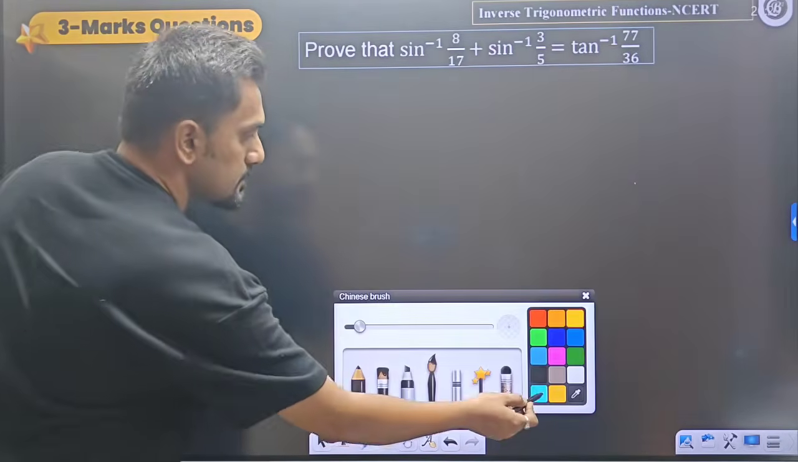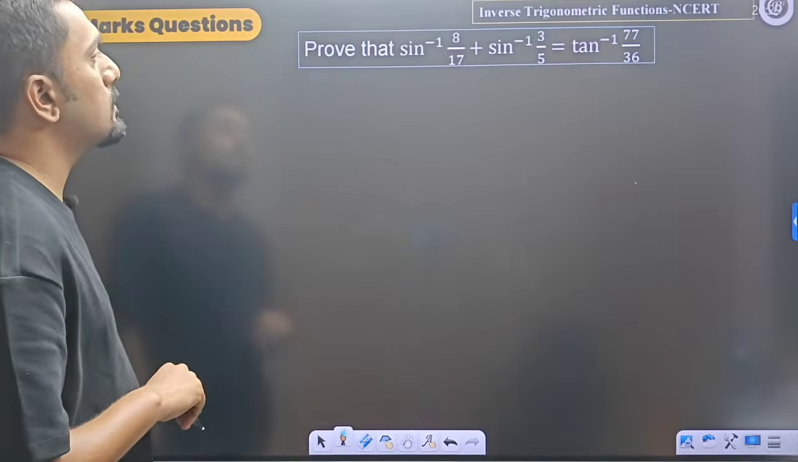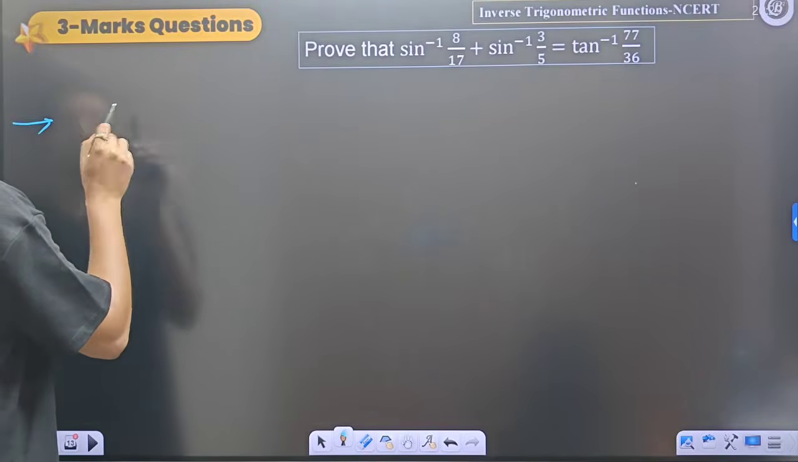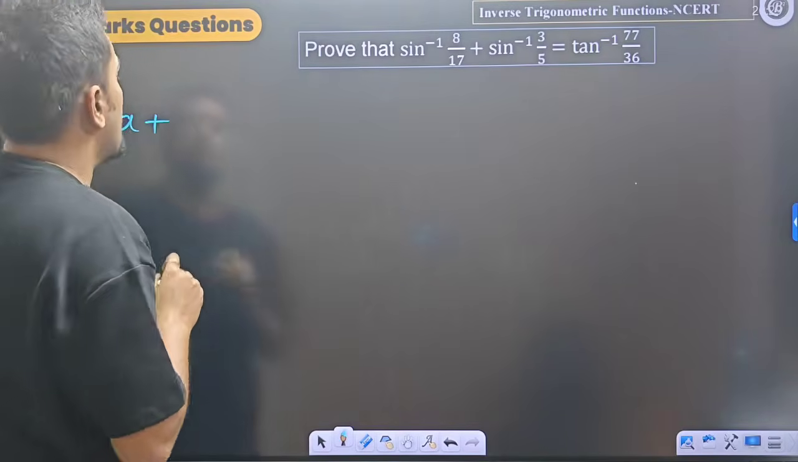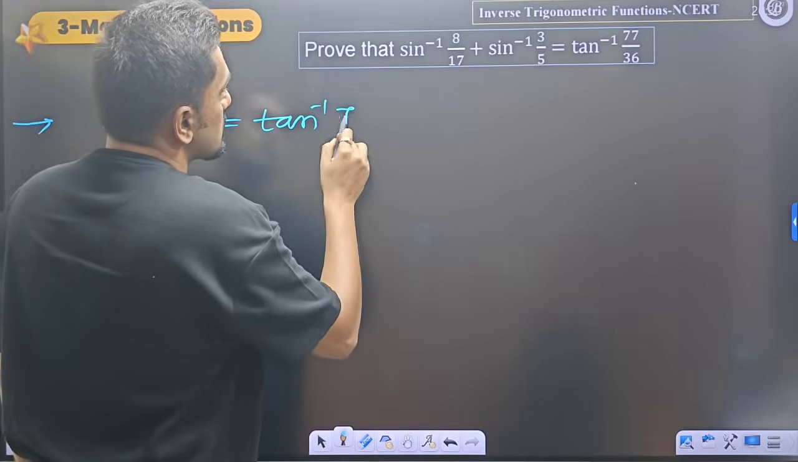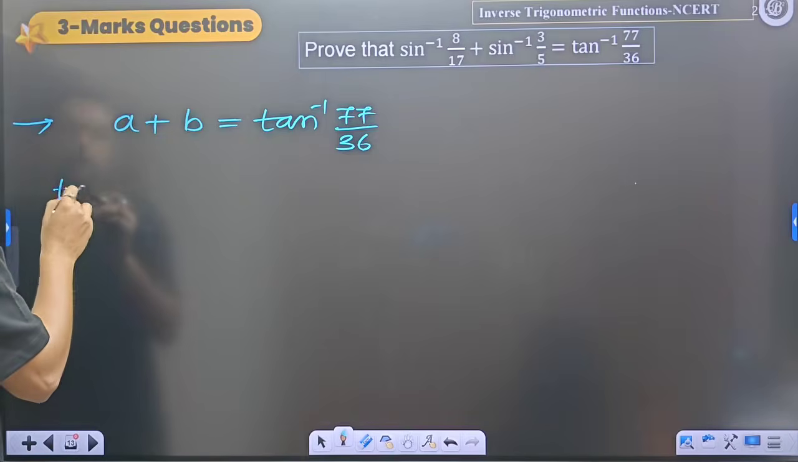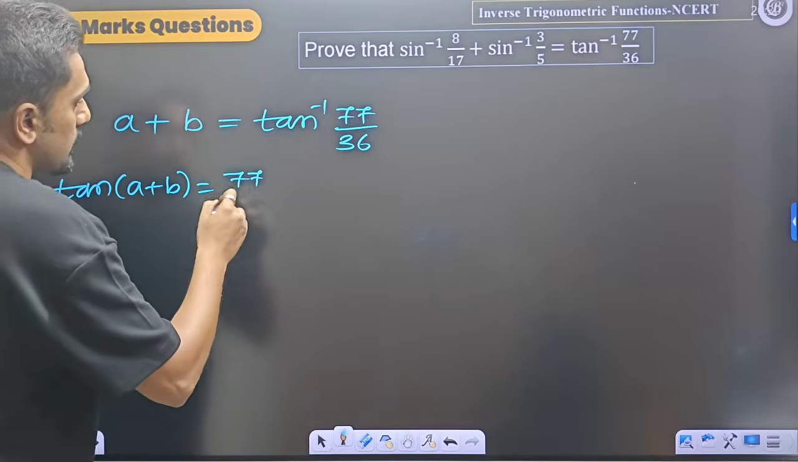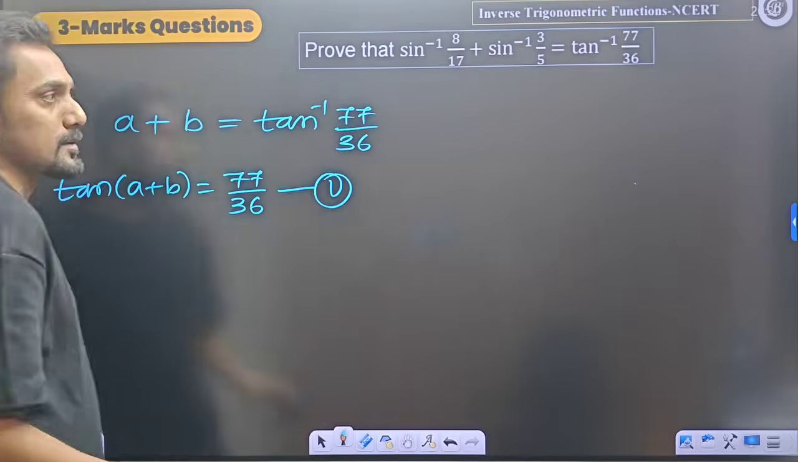One more 3-mark question, which is of a similar kind. Prove that sine inverse of 8 by 17 plus sine inverse of 3 by 5 equals tan inverse of 77 by 36. Let me consider sine inverse of 8 by 17 as A again, and sine inverse of 3 by 5 as B. If I shift the tan to this side, this becomes tan of A plus B equals 77 divided by 36. Let me consider this equation as 1.